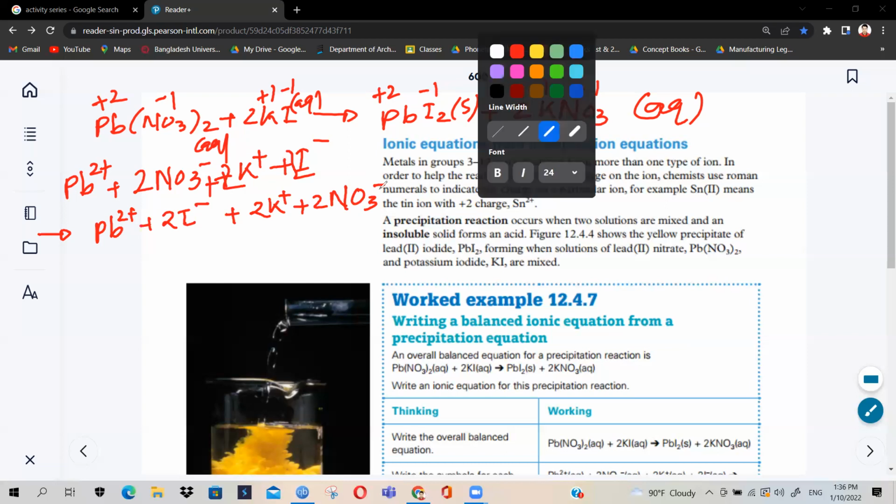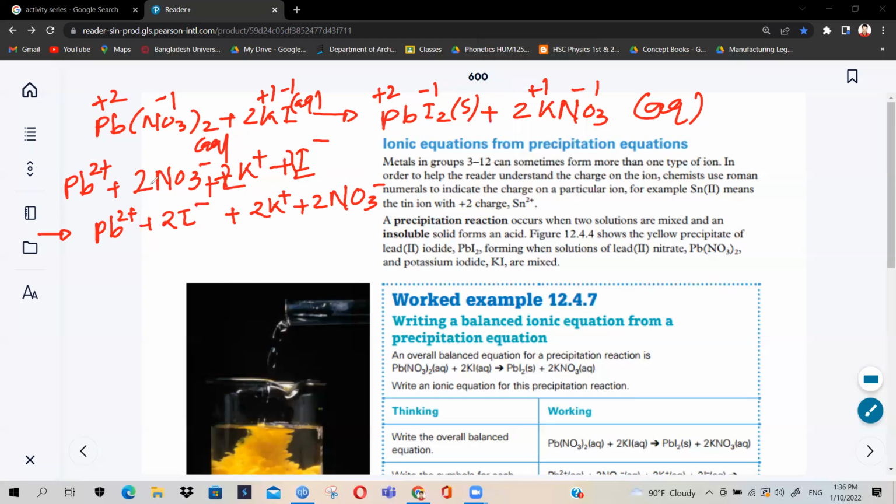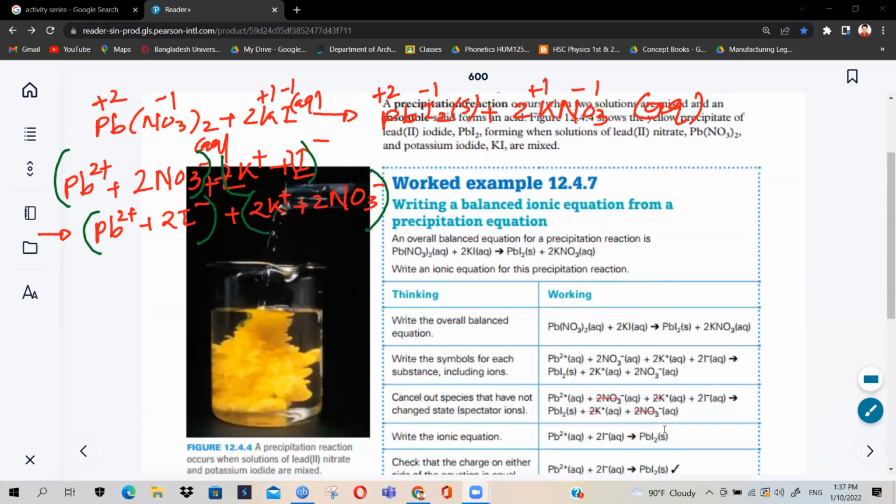Now you might ask, what's the change between the left and right side? You can see the changes between the arrangement of the ions. We have written lead ion and nitrate ion together in this case, and potassium and iodide ion together. And in the right side, we have written lead ion and iodide ion together, and potassium ion and nitrate. That is the basic change. That is what I think, but let's see if they have changed anything.